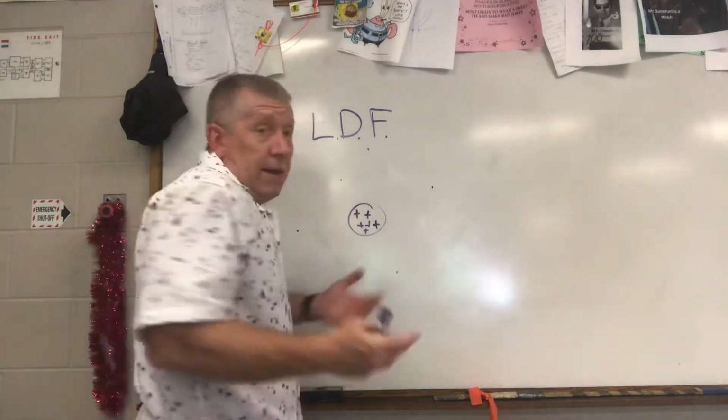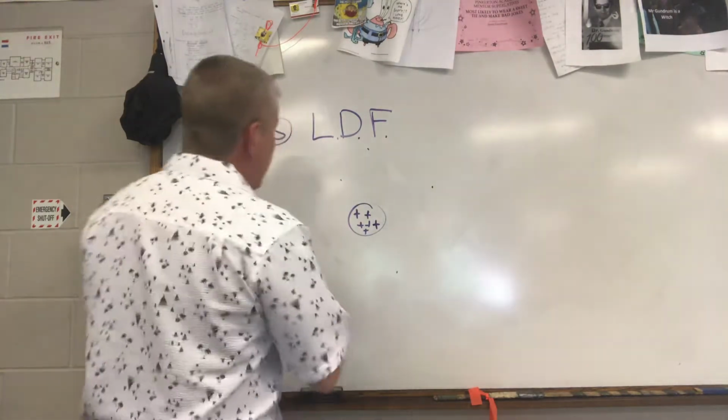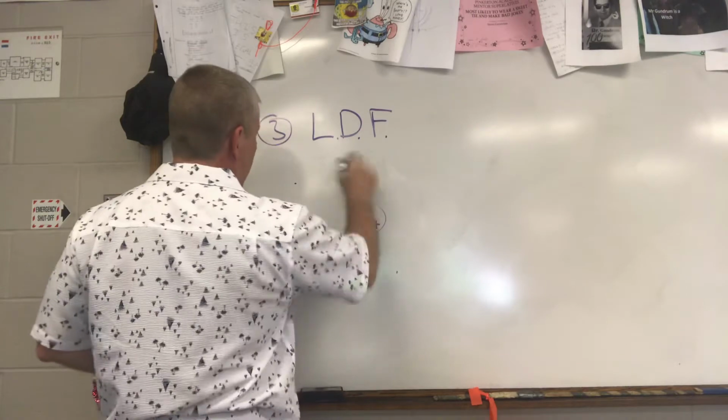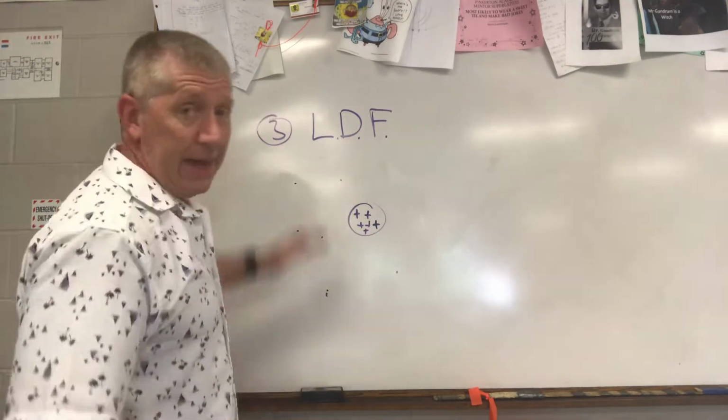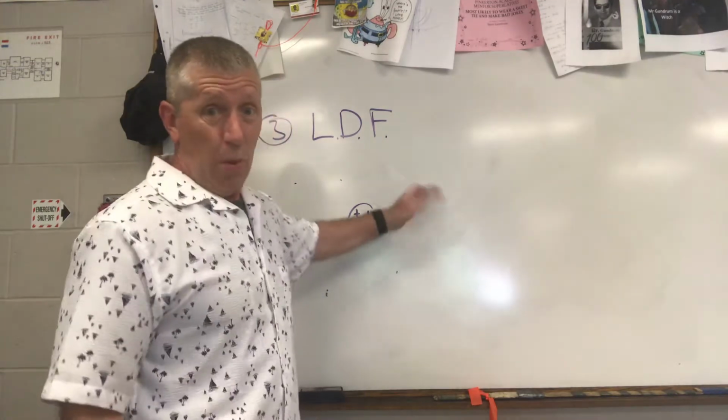Well, it could be, just by random motion, that you get more dots on one side than the other. So over here on the left, I have a bunch of negatives, and over here on the right, I only have like 1 negative.